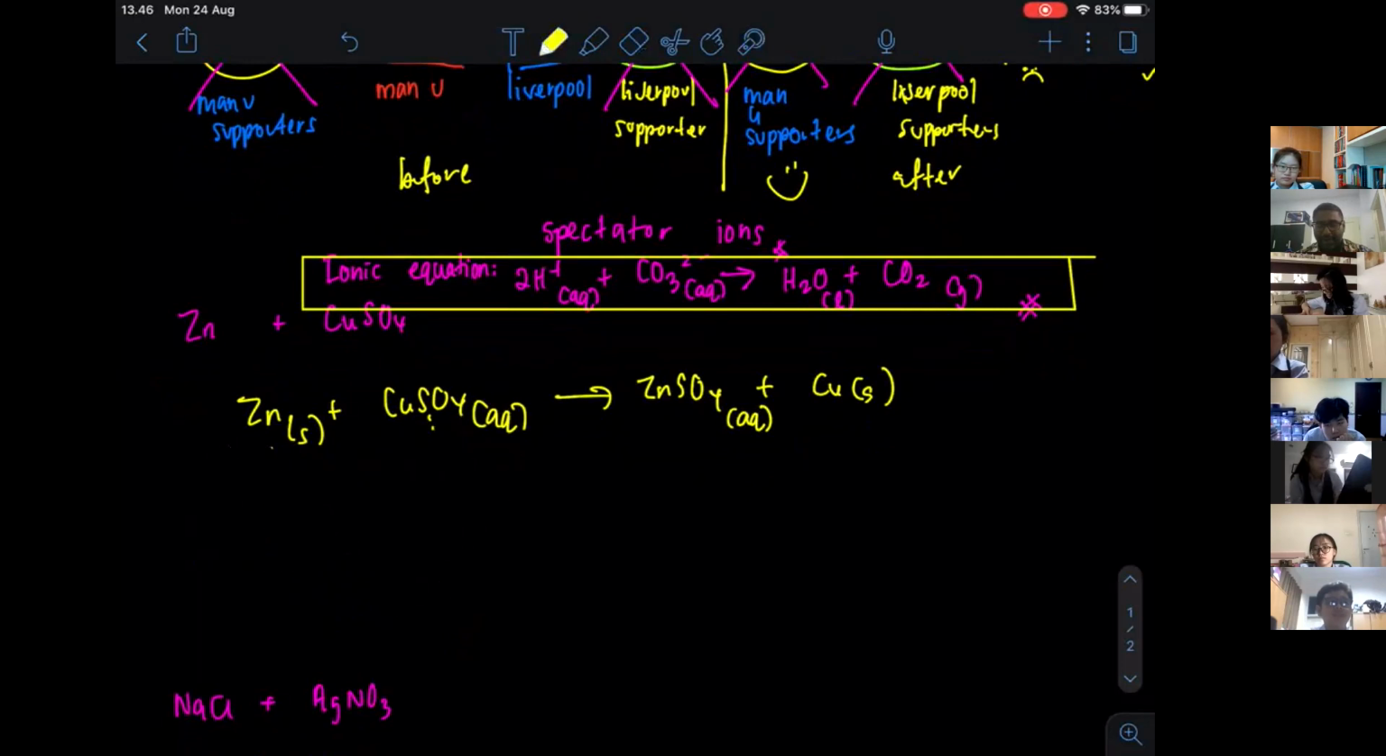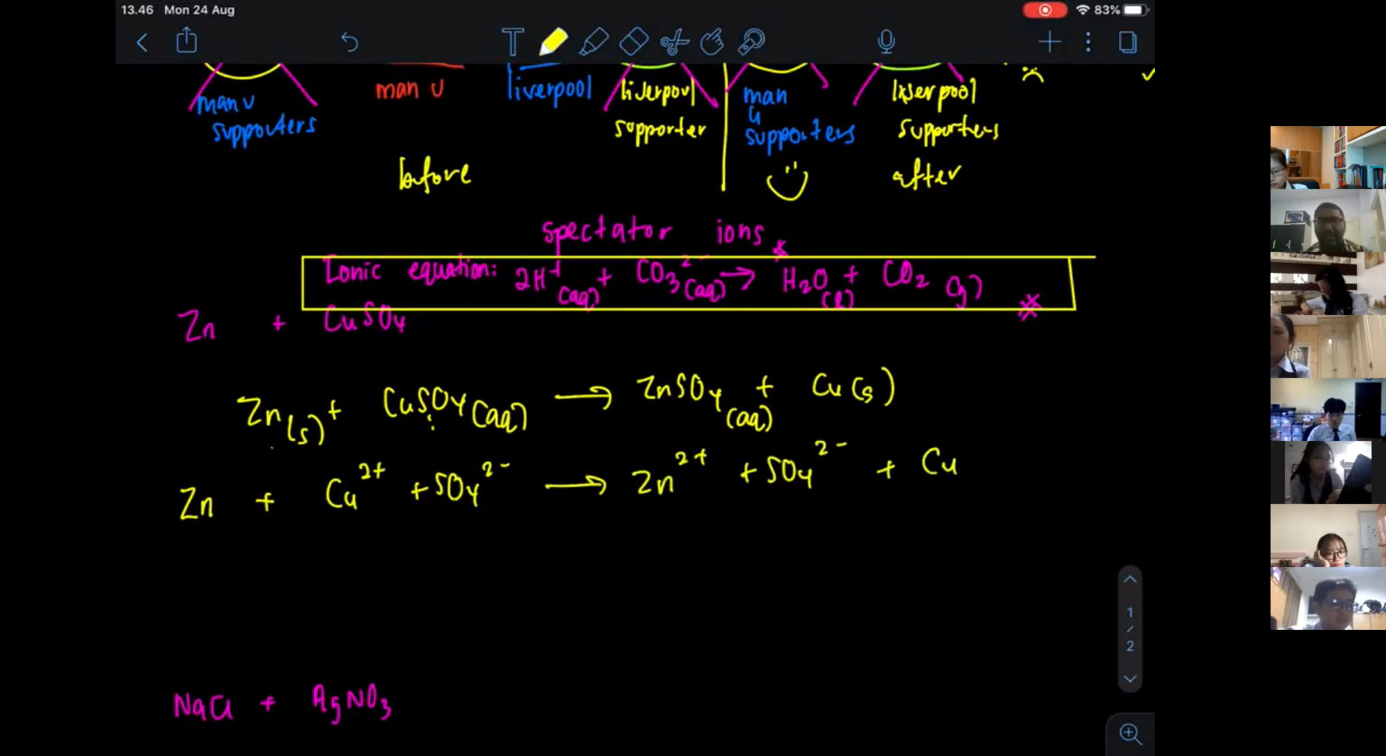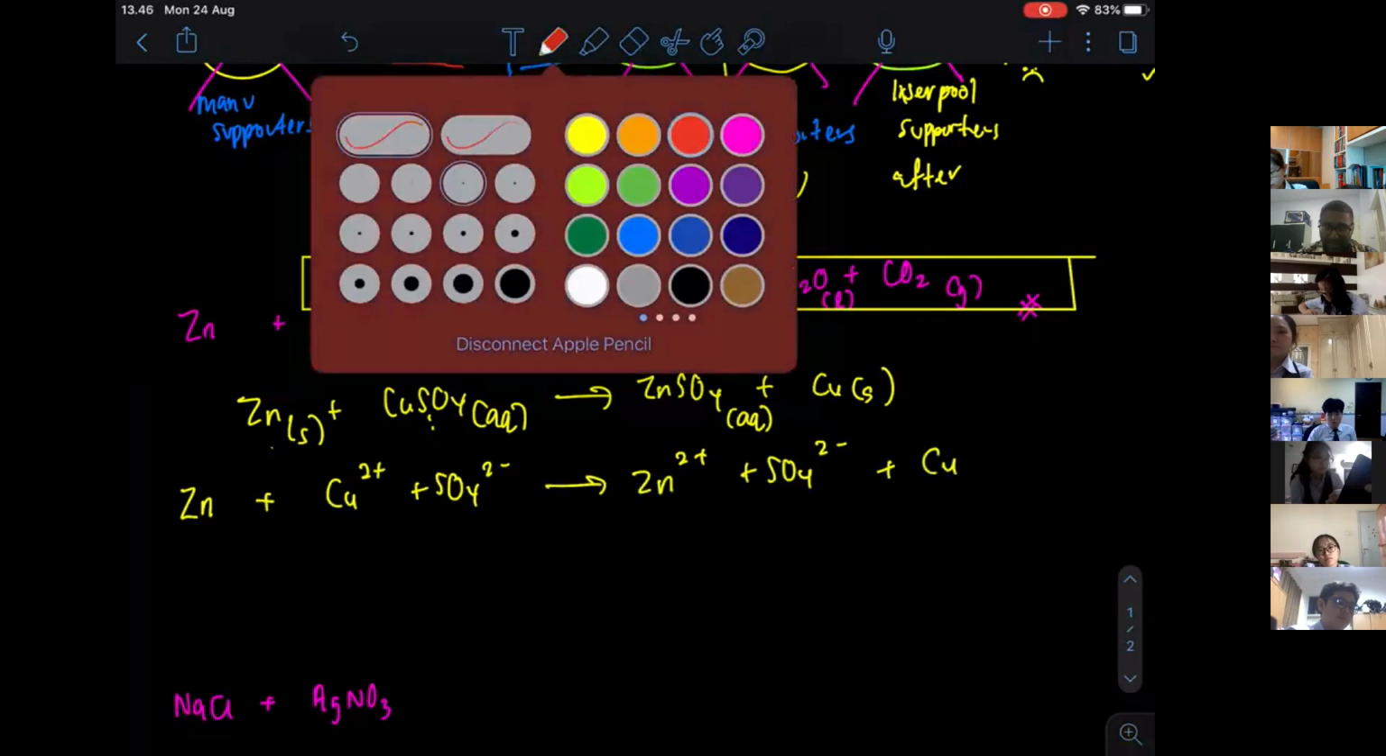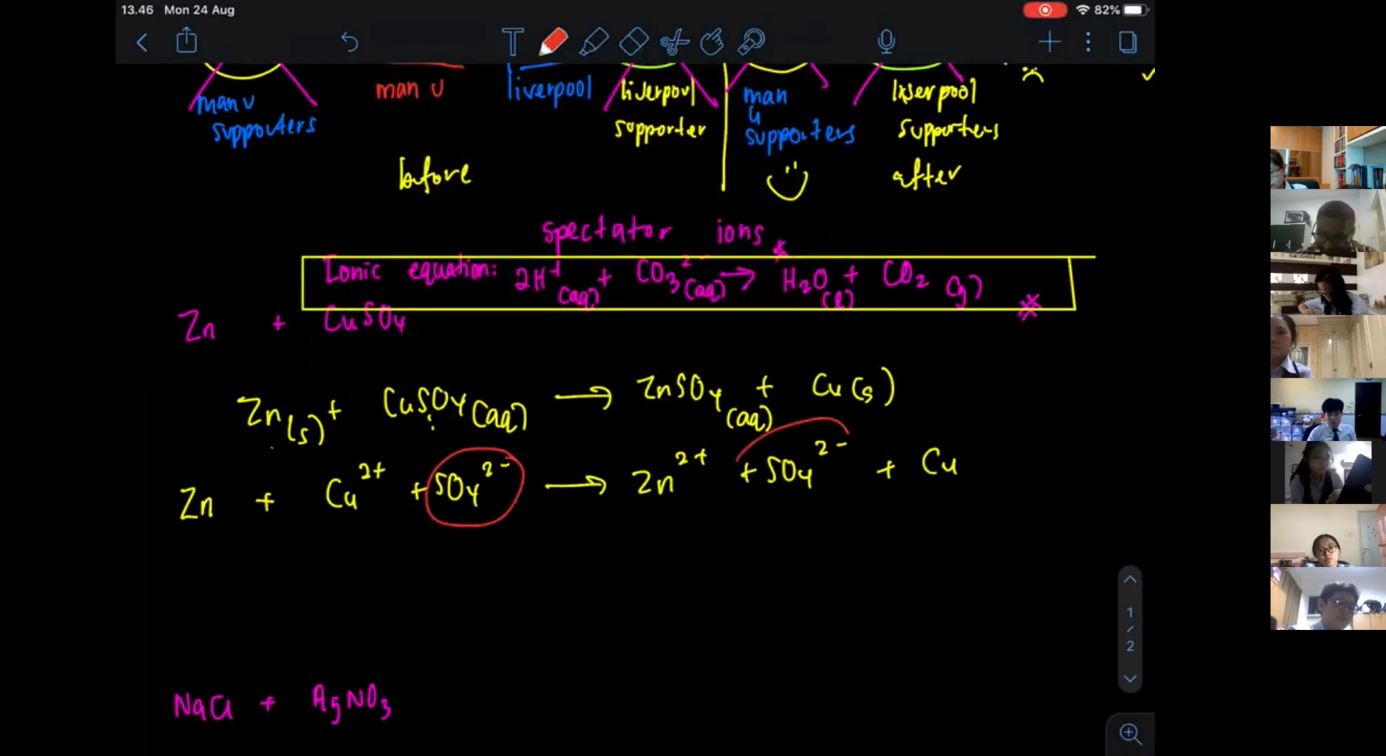Now if I want to write down the ionic equation, zinc does not change into ions. Then you have copper sulfate aqueous, so it will become copper 2 plus, sulfate 2 minus, zinc sulfate aqueous, so you are going to have this. And then copper just stays as copper. Now the spectator ions, how many spectator ions are here? I can only see one spectator ion. The spectator ion we are talking about is the sulfate. The rest of them are different: zinc to zinc 2 plus, copper 2 plus to copper.